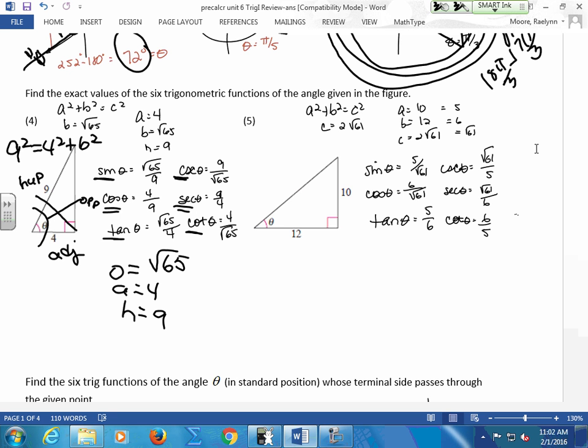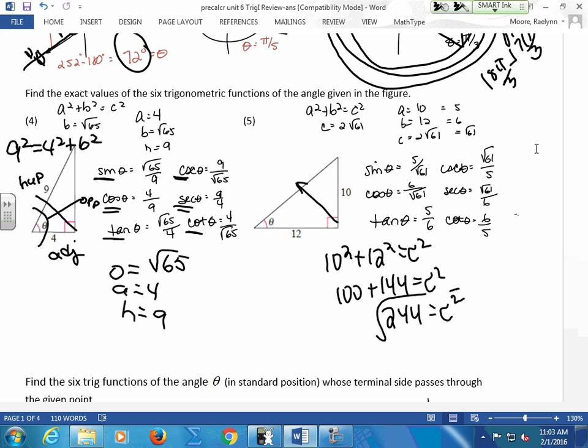Again, you need to find your hypotenuse this time. Your hypotenuse says 10 squared plus 12 squared equals c squared. Now, you have to reduce this guy. So divide it by 2, divide it by 3, divide it by 4 until you can see where you get to. It divides nicely by 4. 4 times 61. 61 can't be reduced at all. So, 2 radical 61.